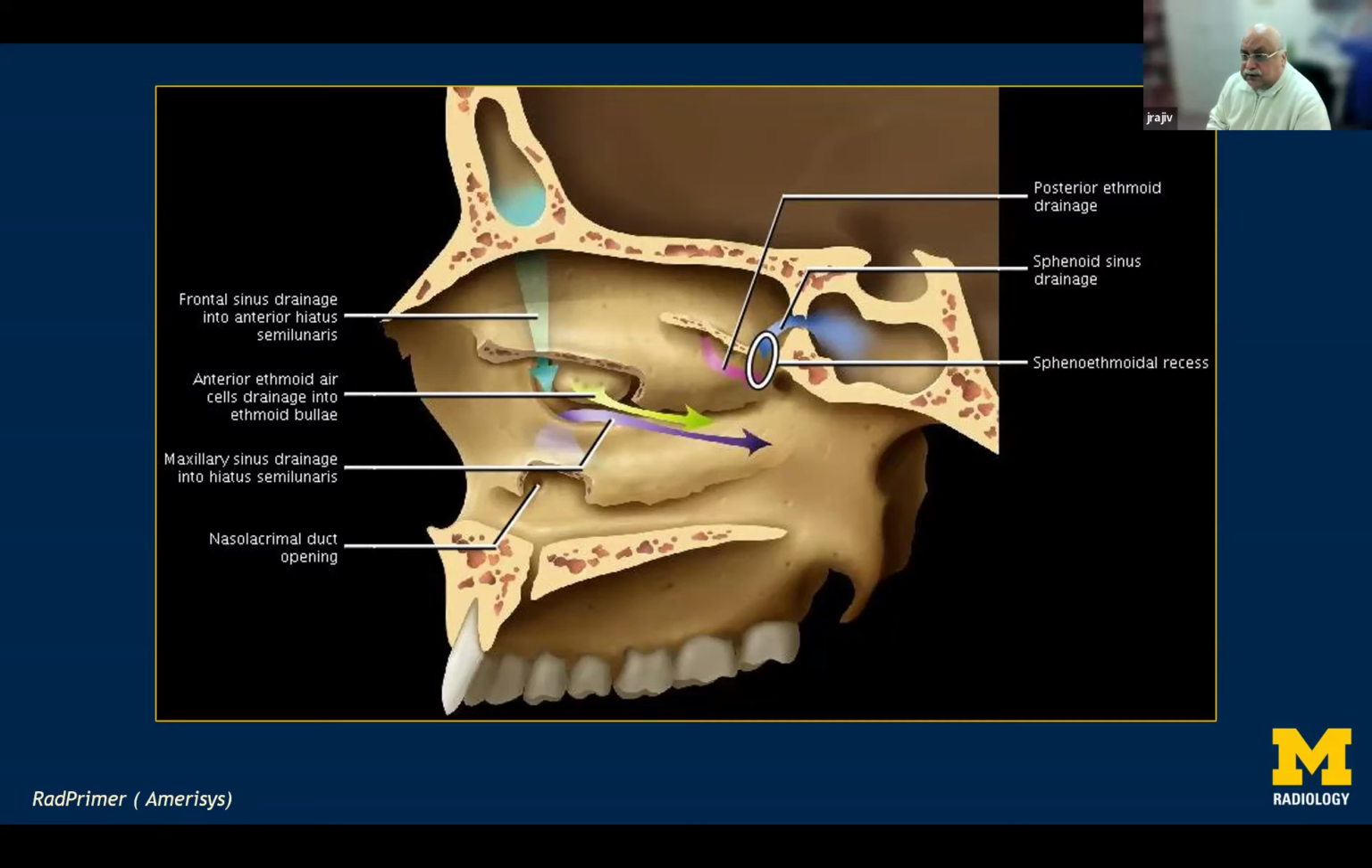And then the next important structure to drain into the hiatus semilunaris is the maxillary sinus itself by its own ostium. So that is the second of the narrow spaces, the infundibulum of the maxillary sinus, which is the egress of the secretions from the maxillary sinus, in the anterior and inferior aspect of the hiatus semilunaris. More posteriorly is the third narrow space, which is the sphenoethmoidal recess, which is the drainage point for the posterior ethmoid sinus and the sphenoid sinuses.